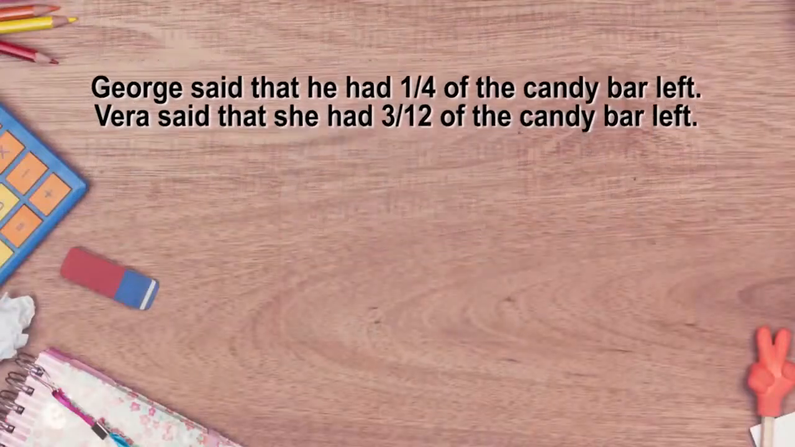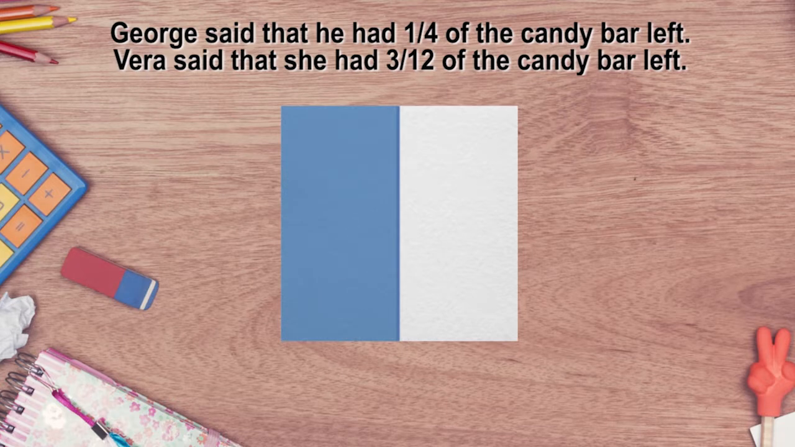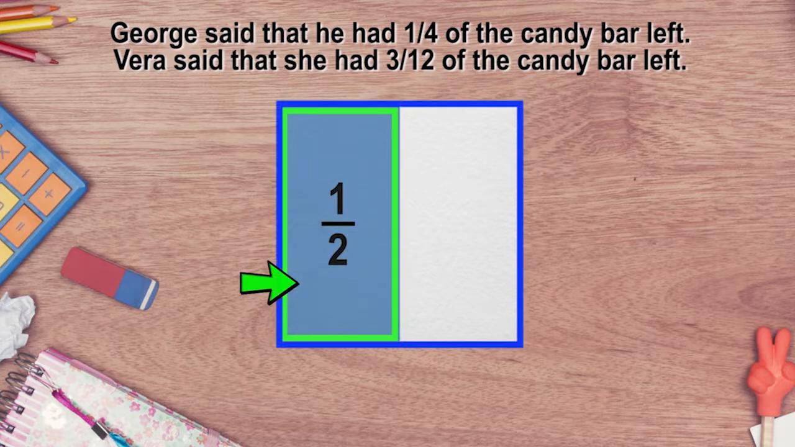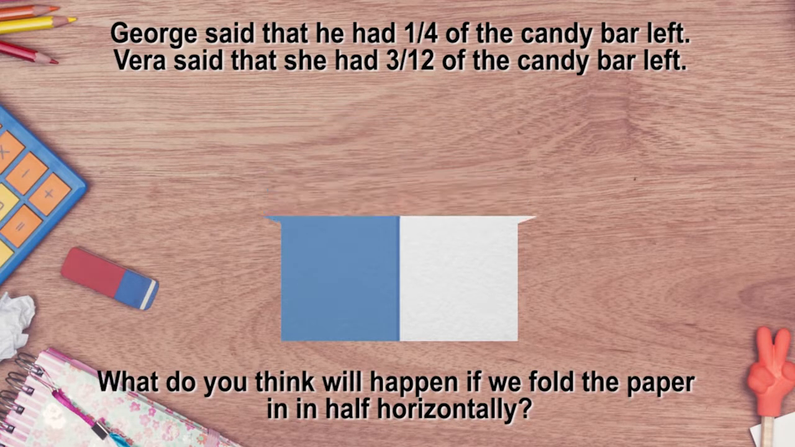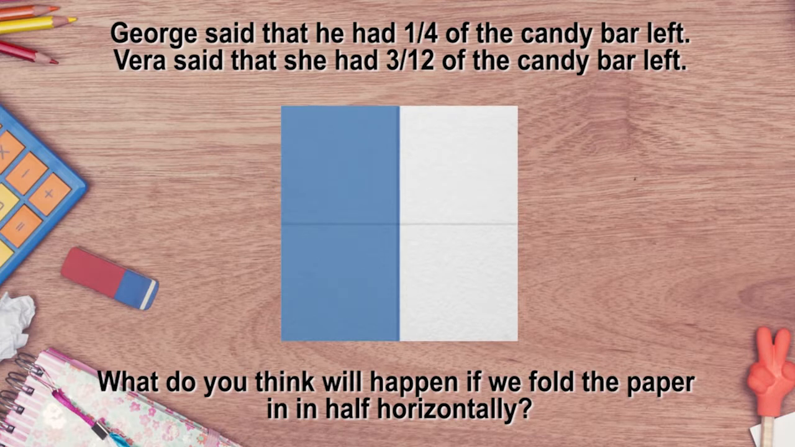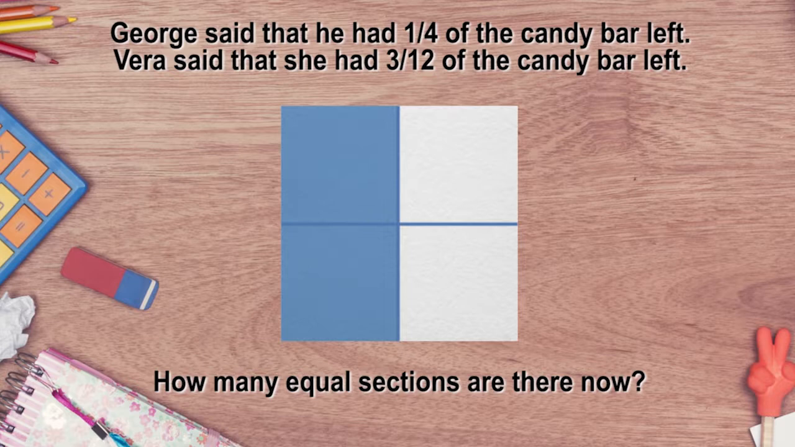Let's use some paper squares to help us solve this. First, let's fold the paper in half vertically, then open it and trace over the fold and shade one section of the paper. What fraction of the paper is shaded? It looks like 1/2 or 1 of 2 equal parts. What do you think will happen if we fold the paper in half horizontally? If we open the paper and trace over the fold, how many equal sections are there now?